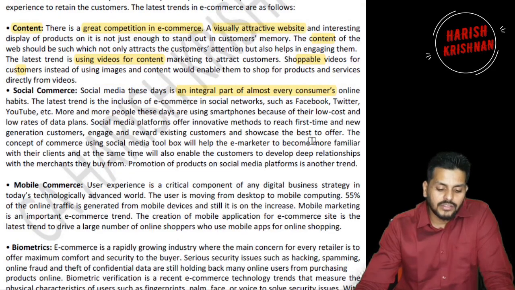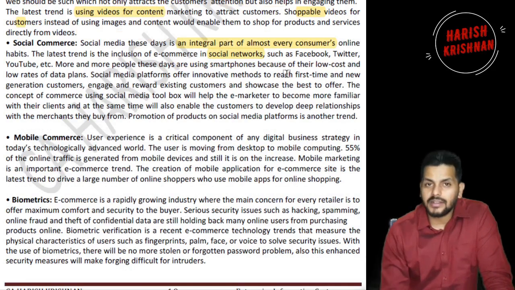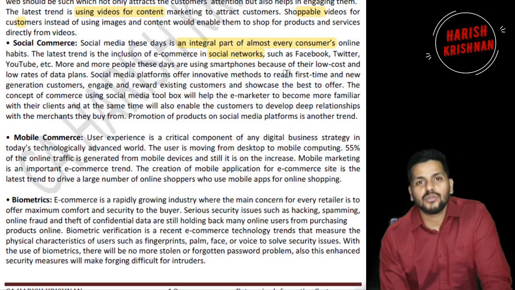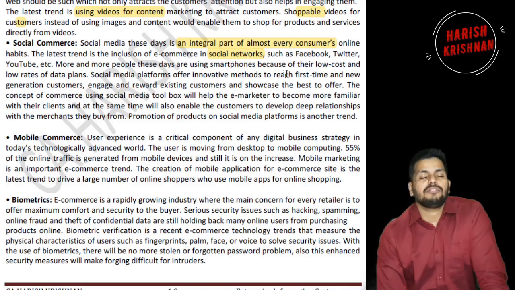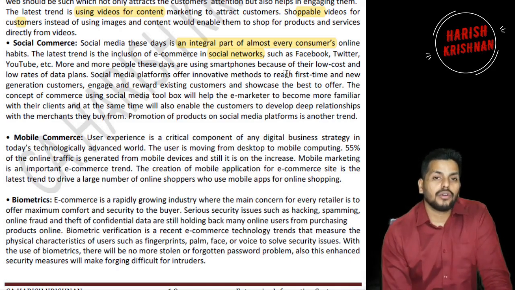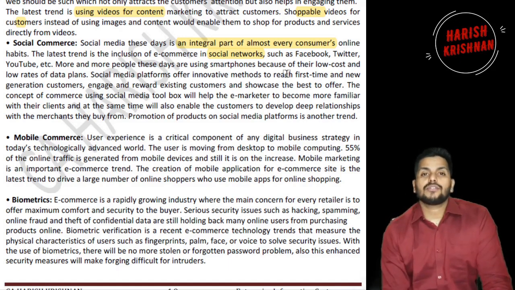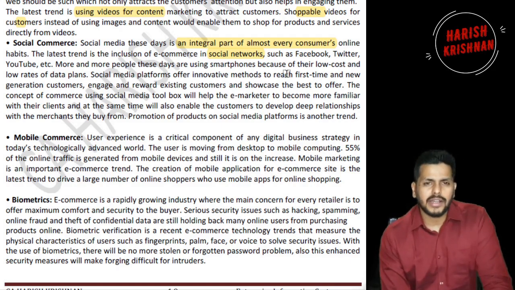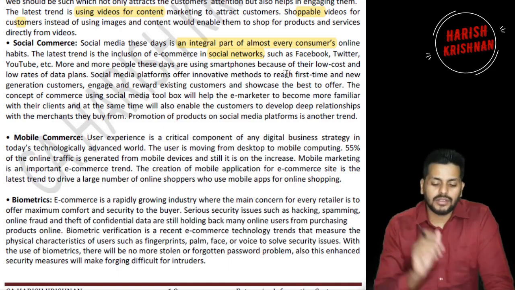The latest trend is the inclusion of e-commerce in social networks like Facebook, Twitter and YouTube. More and more people these days are using smartphones because of their low cost, and of course thanks to Jio, everybody has cut down the data rates. Of course Jio started it, but now everybody has cut down the data rates. So India stands out to be one of the countries topmost in the list of providing data for a very cheap rate. Our average pricing per GB is kind of lowest in the world. So one of the lowest in the world, you can say.